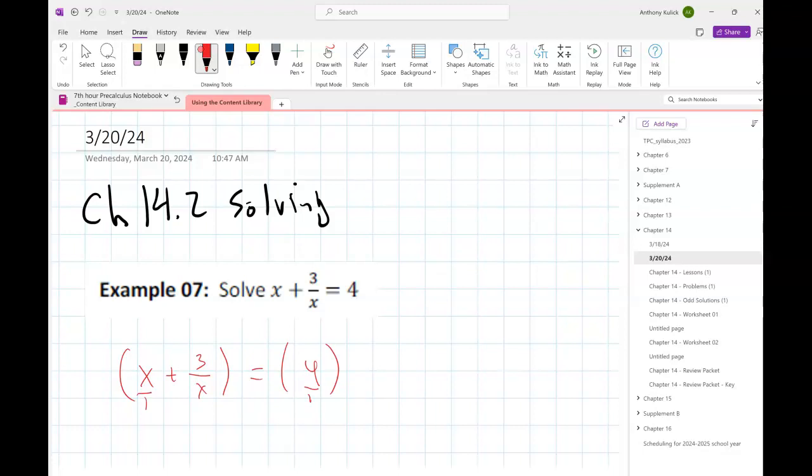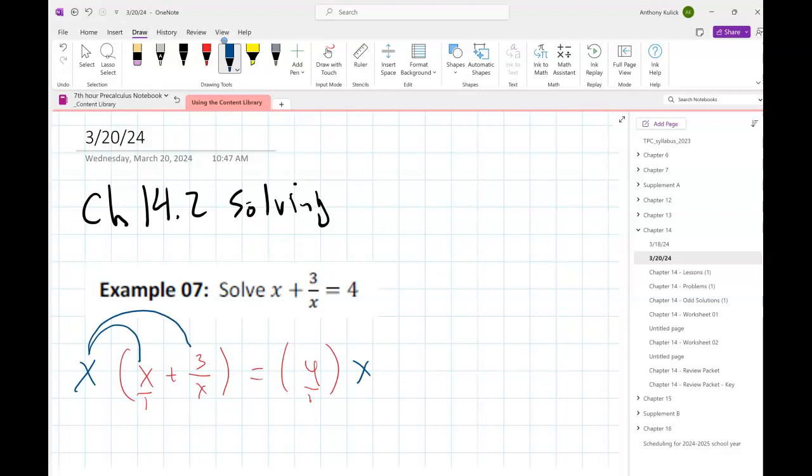If I look at this problem, I have 3 denominators. I have 1, I have x, and I have 1. What is the least common multiple between 1, x, and 1? X, right? Because x divided by x is 1, and x divided by 1 is x. Everybody's okay with that? So I'm going to multiply both sides of my equation by x.